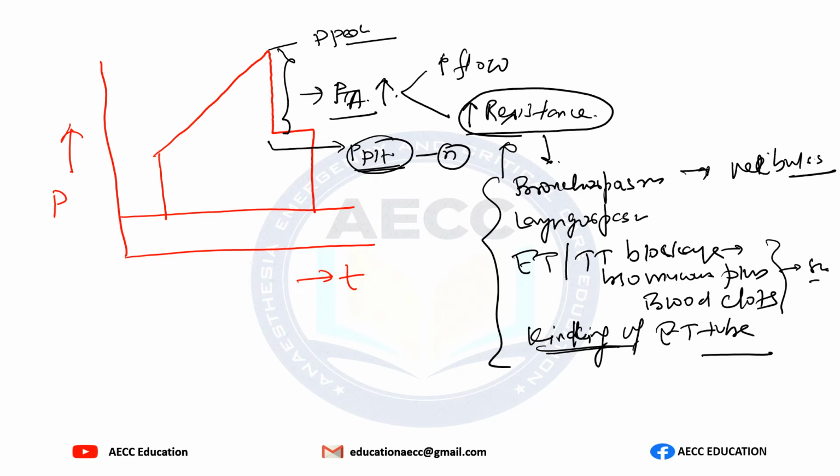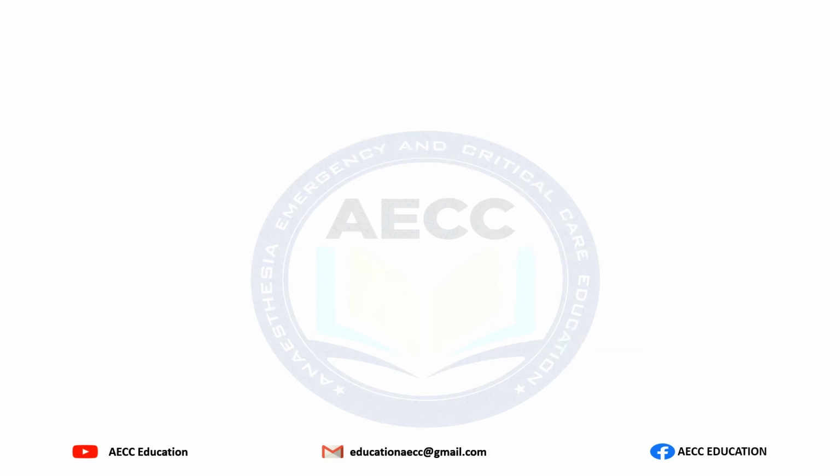If the cause of increased P peak is not due to these reasons, then we have to look for flow, and for that we have to see the flow time scalar.